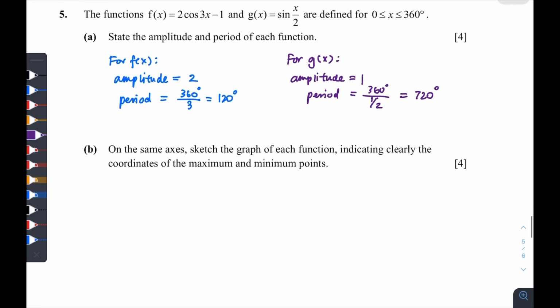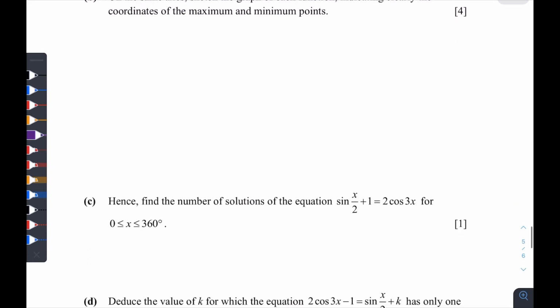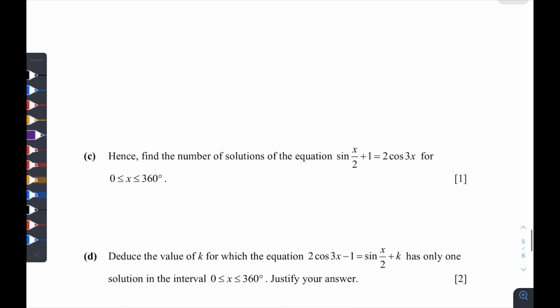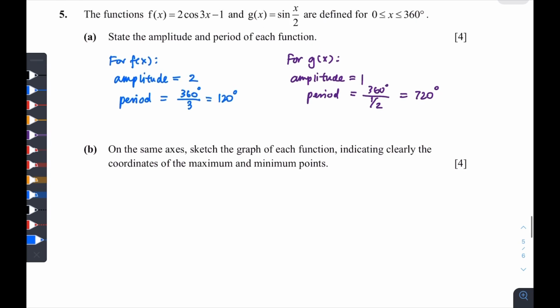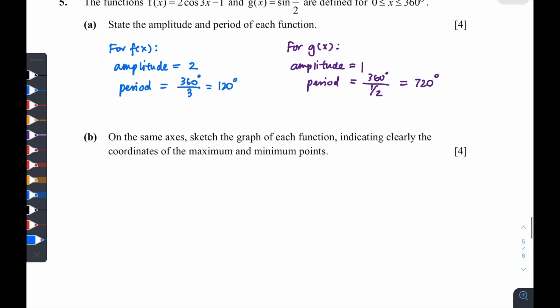Okay, so on the same axis we are sketching two graphs, indicating clearly the coordinates of the maximum and minimum points. Then find the number of solutions, deduce. Let's sketch the graph now. The first graph that we are sketching is going to be the cosine graph, because it's more complicated.